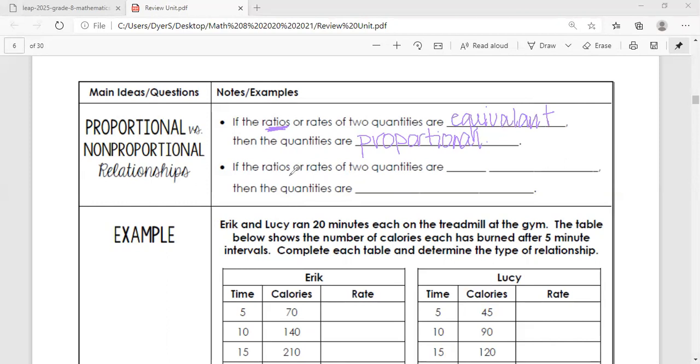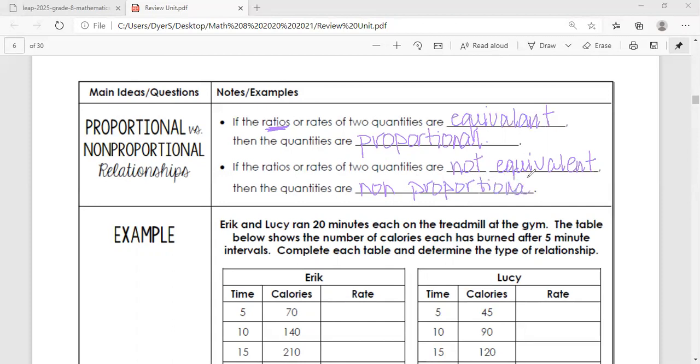All right, if the ratios of the two quantities are not equivalent, so it's real easy here. They either are or they are not. Then the quantities are non-proportional. So those are our only options, proportional or non-proportional.